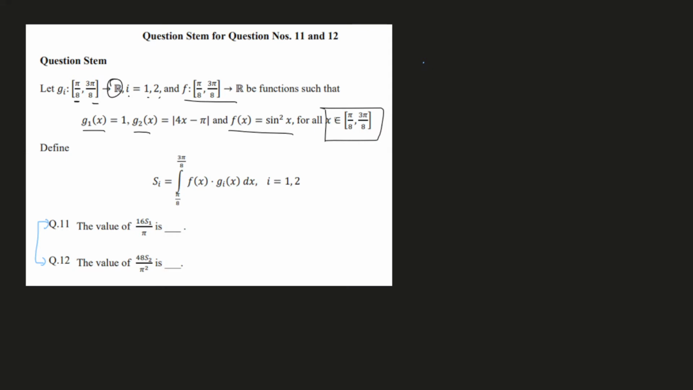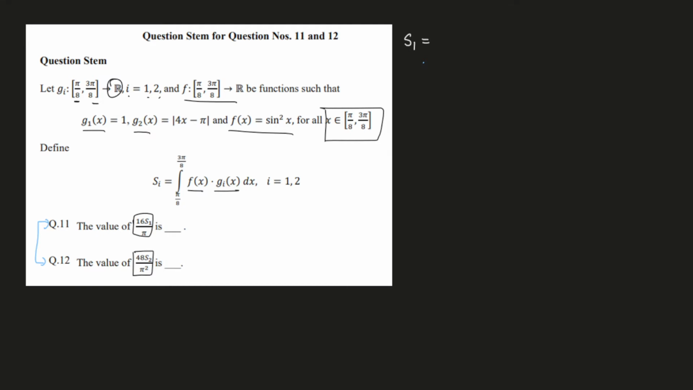Now, s sub i, the integral, is defined from pi over 8 to 3 pi over 8 of f of x times g sub i of x dx. The first question is to find the value of 16 s sub 1 over pi, and the second one is 48 s sub 2 over pi squared. So let us figure that out.